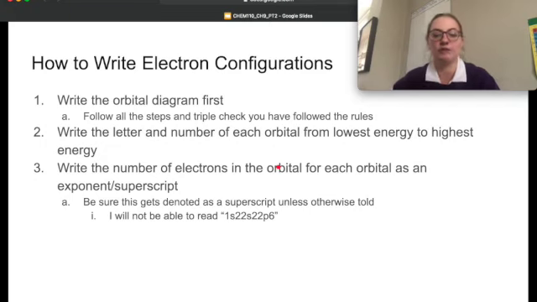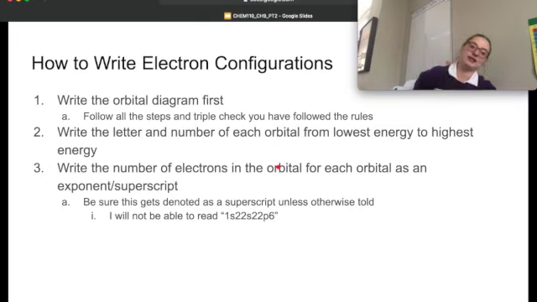So how do we go ahead and write these electron configurations? I'll show you 2 different ways. The first way starts with just drawing your orbital diagram. Follow all the steps and triple check you followed the rules properly. Then you can write down your orbitals. You always go from lowest energy on the far left of an electron configuration to highest energy on the far right, and then you use a superscript or an exponent to write the number of electrons in the orbital for each.